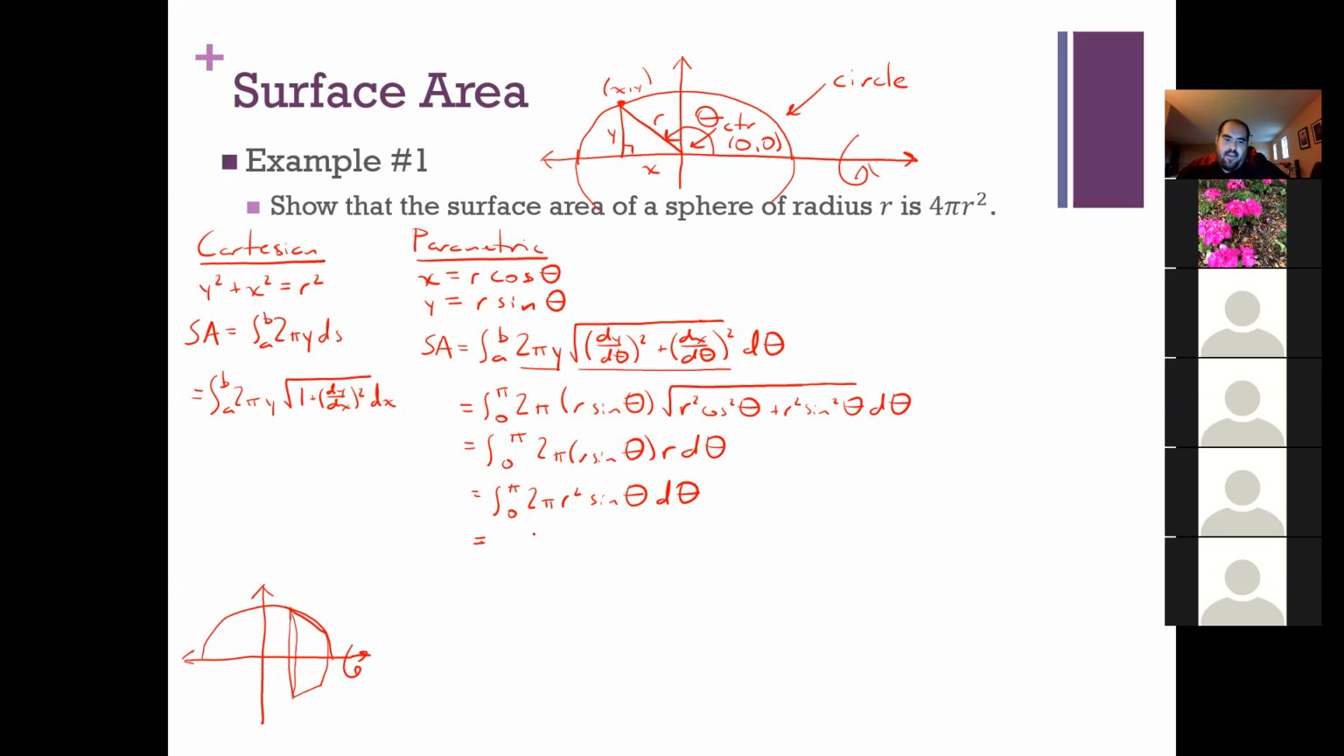If I integrate that, I get 2 pi r squared times negative cosine theta from 0 to pi. Then I evaluate it there, and I get 2 pi times r squared. Negative cosine of pi becomes negative negative 1, so positive 1, and cosine 0 is 1. So this will indeed come out to be 4 pi r squared.